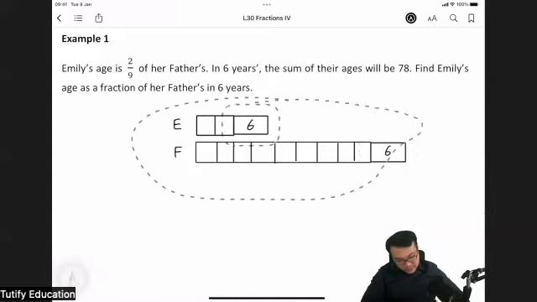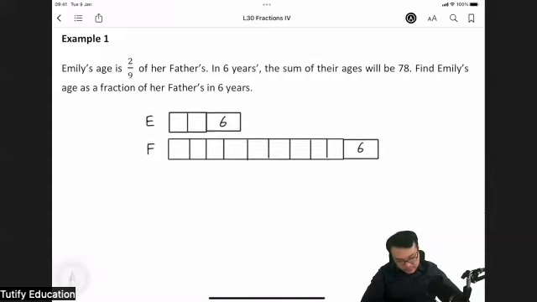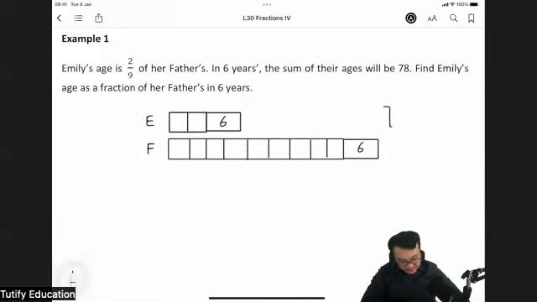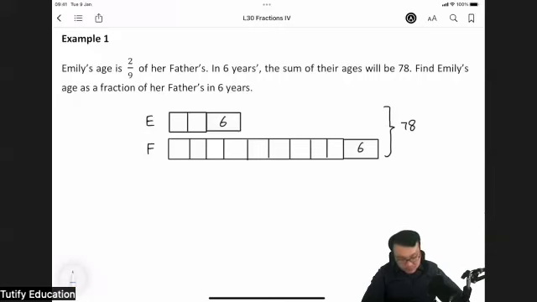Okay, what else does the question say? The sum of their ages will be 78. So after we add 6 years to both of them, their ages will be 78. So Alexander, can you tell me how many units are there altogether? 11. Okay, very good. 11 units. And how many? 11 units equals to 78.